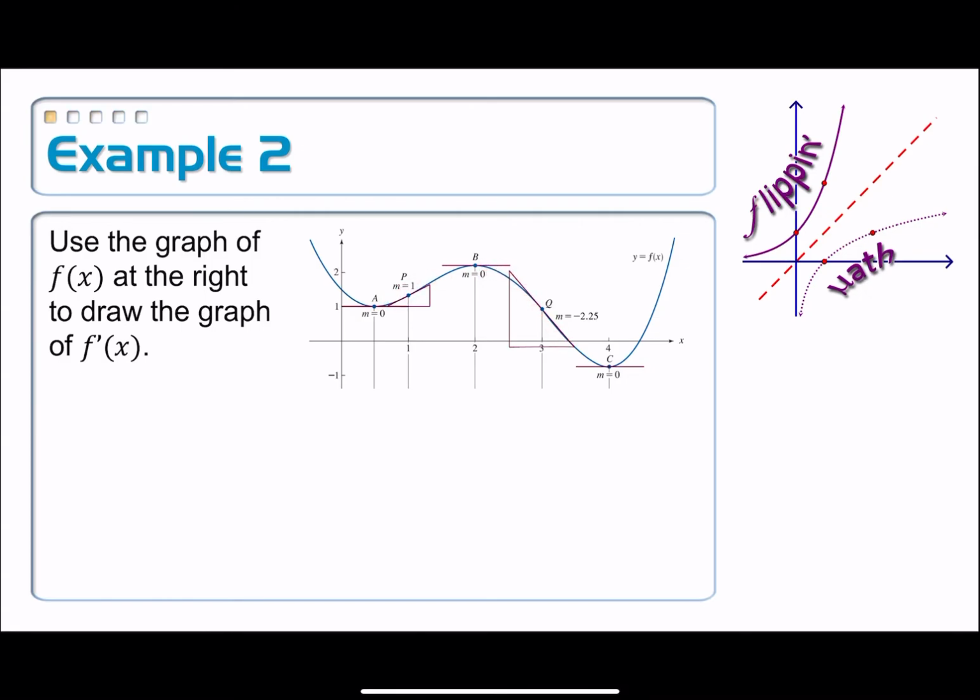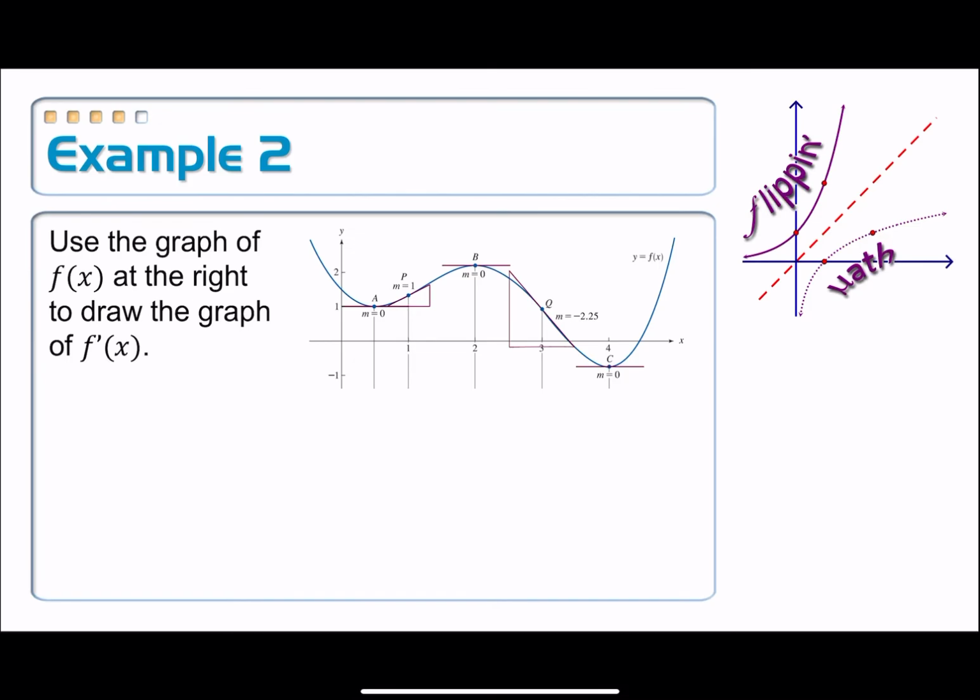To help you out, take a look at where the slope is equal to 0. The slope is equal to 0 at each one of these minimum and maximum points here, which means that whenever we draw the graph of the derivative, it has to hit the x-axis right there. It's got to hit the x-axis here at, looks like a half. It's got to hit the x-axis here at 2. It's got to hit the x-axis here at 4. But what's it going to do in between those things?